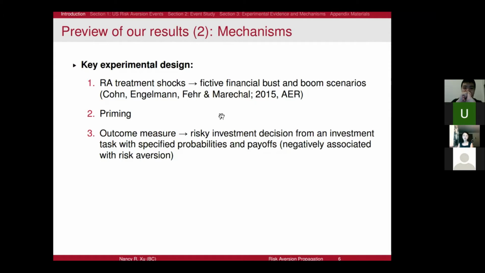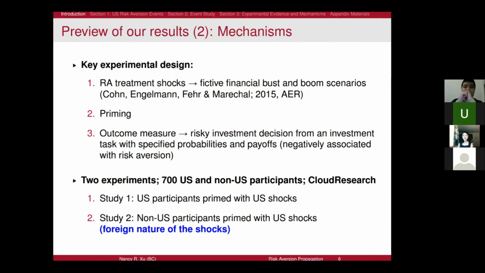That's the intuition behind these experiments. So we conducted 2 experiments. Study 1 is US participants. They are shocked by US shocks. Study 2 is the non-US participants, and they're shocked by US shocks as well, right?